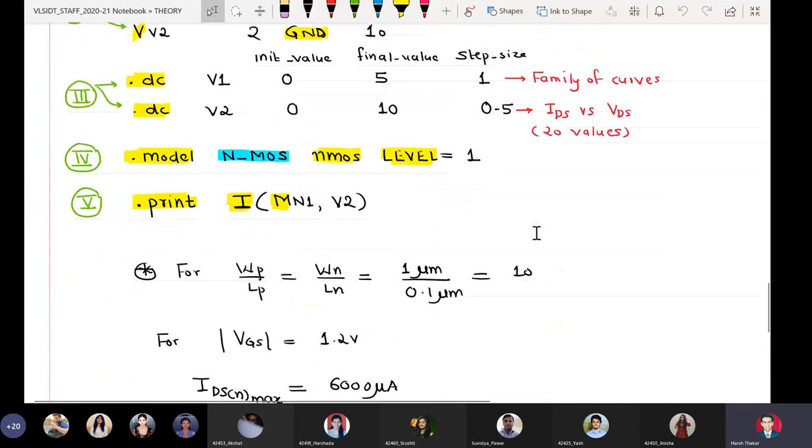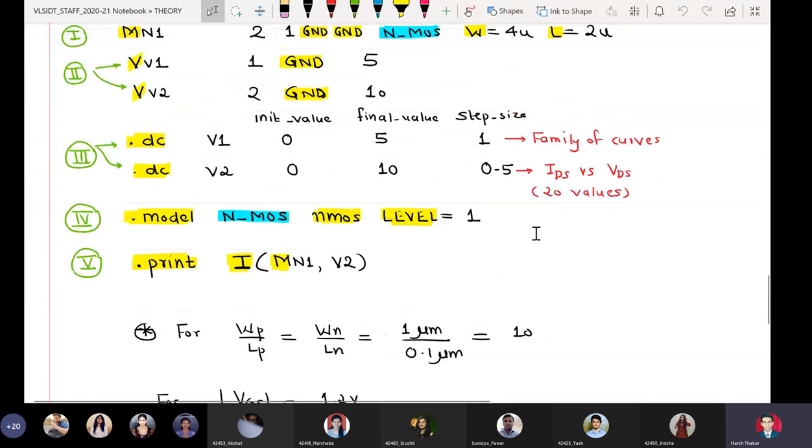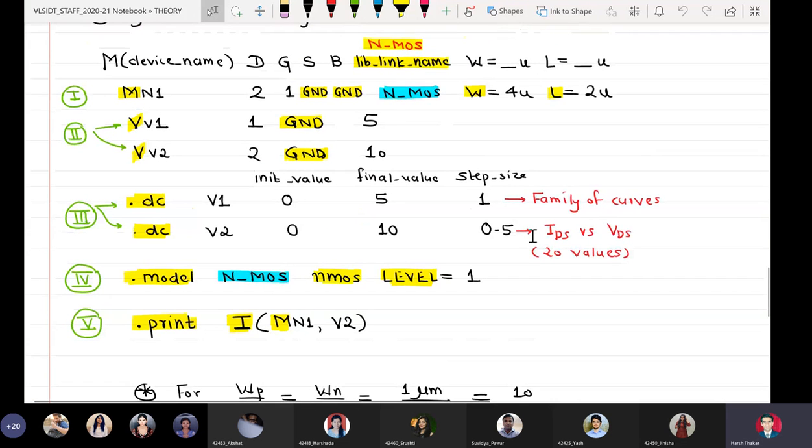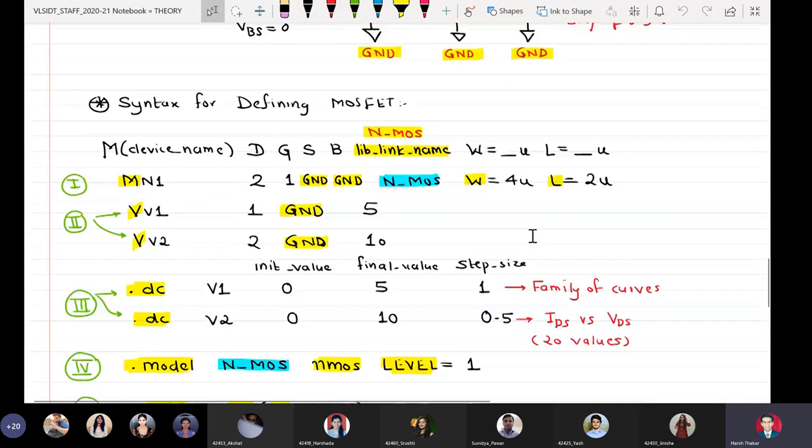So what we have done is we have written .print space capital I. So capital I alphabet indicates to the engine that we want to plot current. So .print space capital I in parenthesis current through the device MN1 comma V2. Even if you write down just I parenthesis MN1, it is still okay. So .print space capital I parenthesis MN1 indicates that you have to print or plot the current flowing through MN1 and V2.